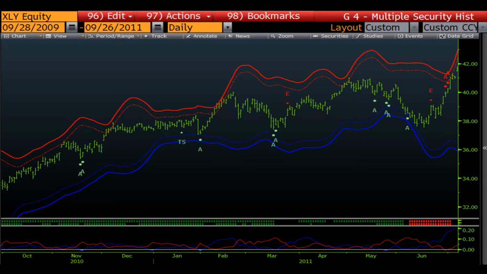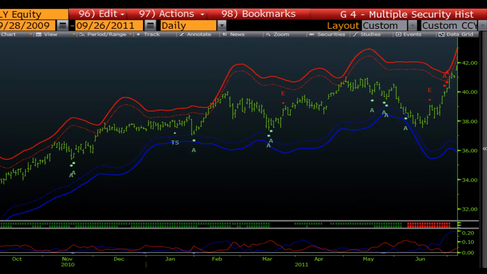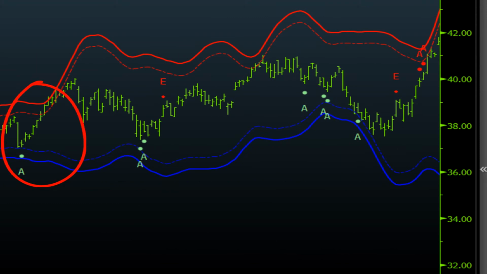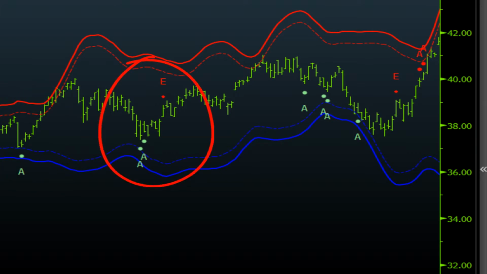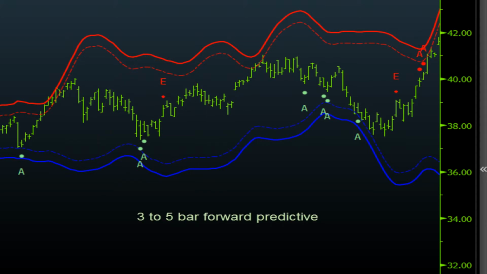Now let's look at Adeo signals. Adeo signals occur when short-term price movement has been uncharacteristically strong and volatile, and usually counter to an intermediate-term trend. The signal has known performance characteristics that are accurate, projecting forward 3 to 5 bars.